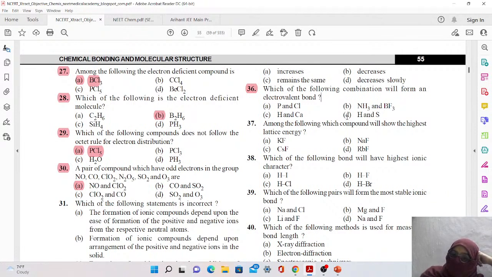So let's see. D has hydrogen and sulfur. Hydrogen belongs to S block, but scientists say hydrogen belongs partially to S block and partially to P block. So consider it as P block for now. Here S and H are both P block, so we can't say P block with P block forms an ionic bond. Let's do C: hydrogen and calcium.